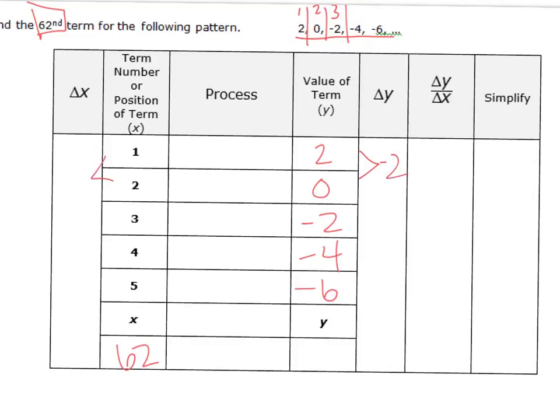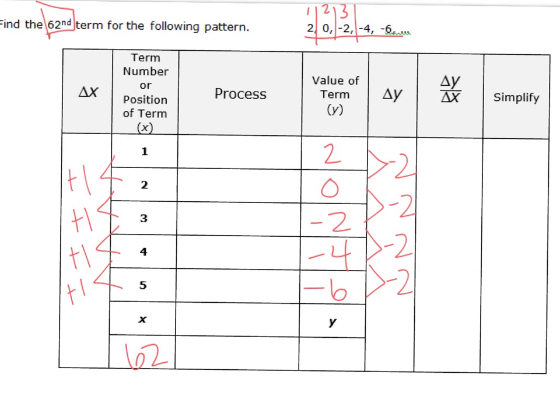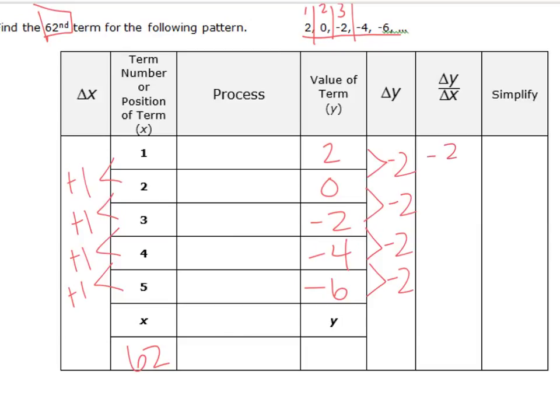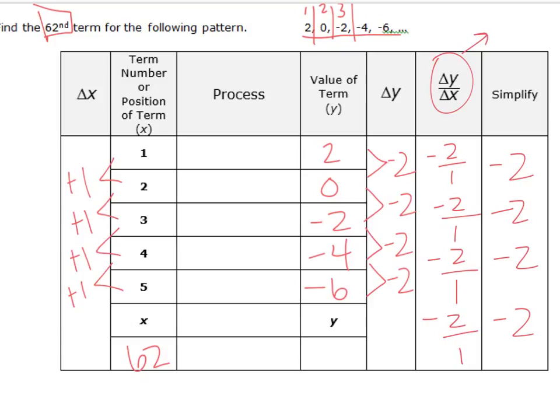And you do your delta x. I'm just going to continue that for the table. As you can see, it is -2 over 1 the whole way through. We write that because sometimes the fractions will be different and we need to make sure that they all reduce down to the same thing. In this case, since they're all the same, you have your coefficient. Remember, delta y over delta x is the coefficient of your rule.